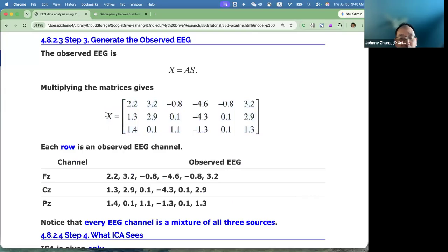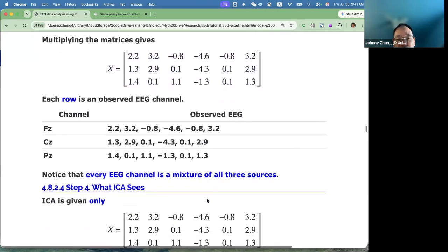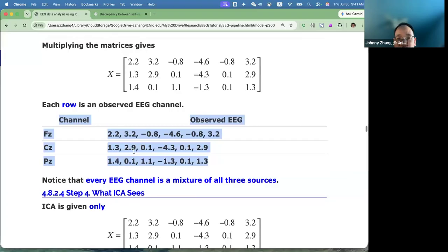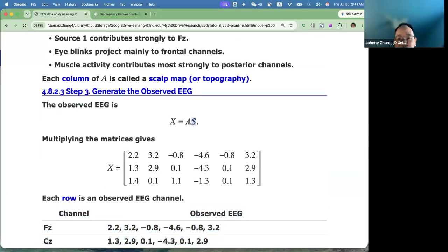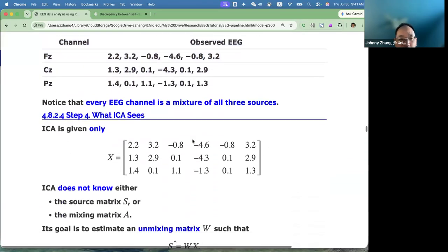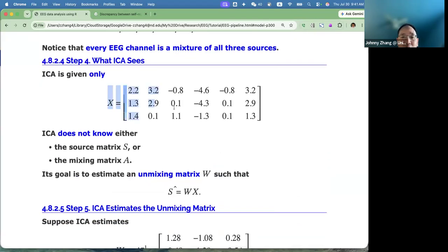So those are the information we actually observe. This is the only information we know in our data analysis, right? We don't know A, we don't know S, right? We only know the observed information here. So what ICA does is it will unmix this information to get the source information and to get the mixing matrix. So therefore, once we have the data X, then we will conduct the ICA.